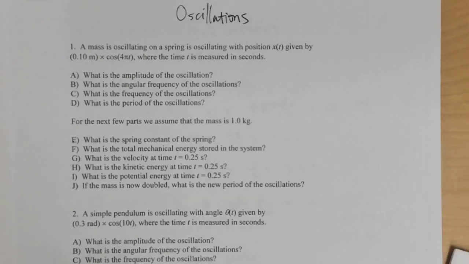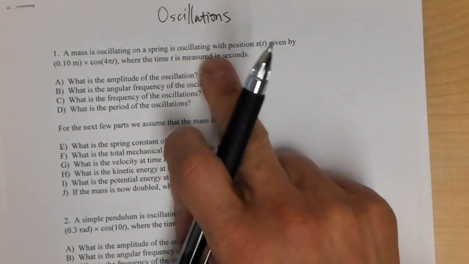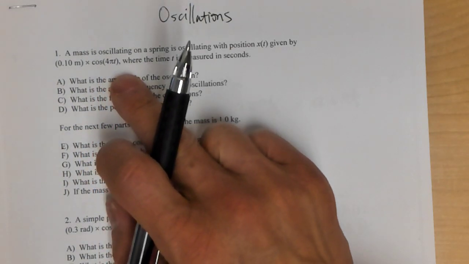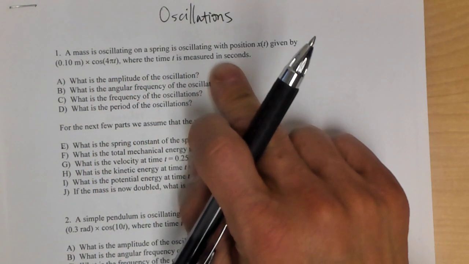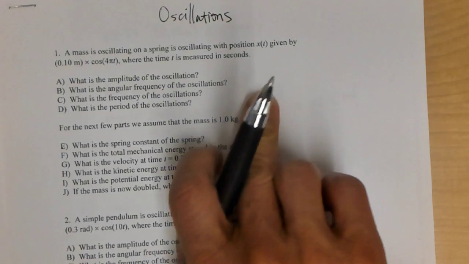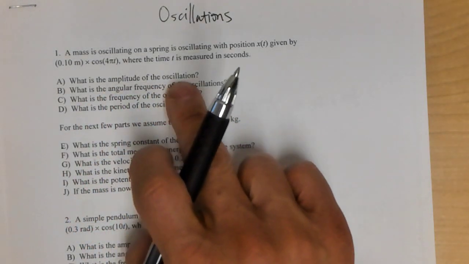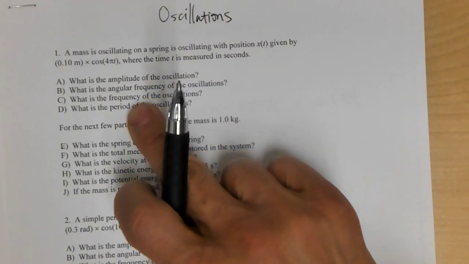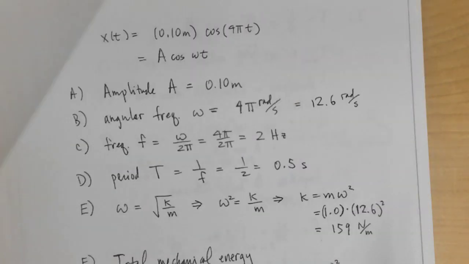Okay, we have a mass oscillating on a spring. x of t is equal to 0.1 times cosine of 4 pi t, where time is measured in seconds. What is the amplitude of the oscillation? What is the angular frequency? What is the frequency? What is the period?